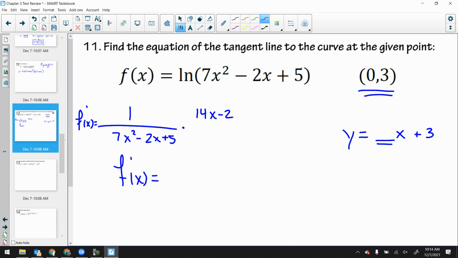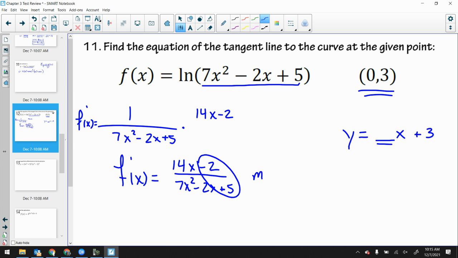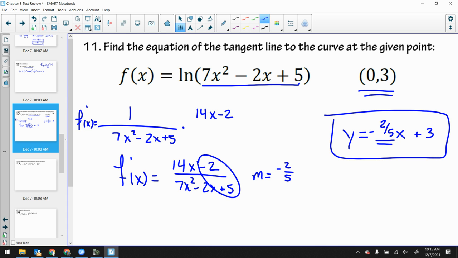Now, remember that there was that special rule where we could have just gone straight to saying the derivative of the inside, the derivative of this piece, divided by its original: 14x minus 2 over 7x squared minus 2x plus 5. Okay, there's our slope, right? Let's plug in x. What's x? So what's my slope? Negative 2/5, right? So m is going to be negative 2/5. So negative 2/5 x plus 3.